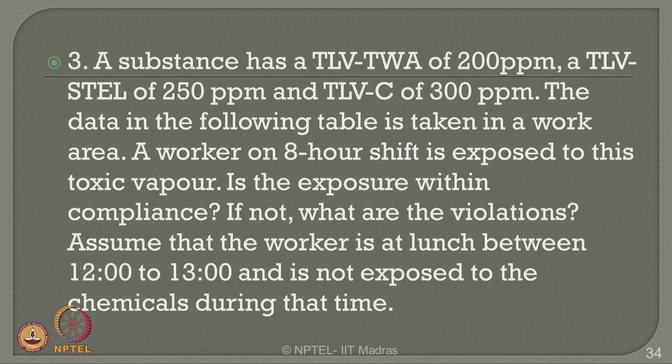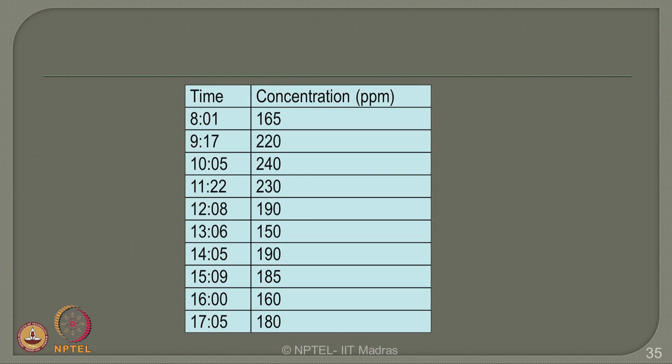Now, one may require a table of how the exposure is affecting the working personnel in an 8-hour shift. So, the table gives you the detail. Starting at 8 o'clock in the morning till 5 o'clock in the evening, leaving the lunch hours, that is between 13 and 14, the data has been taken in terms of concentration in ppm that the person is exposed to. With this data, kindly answer those two questions which I asked you in the last slide.